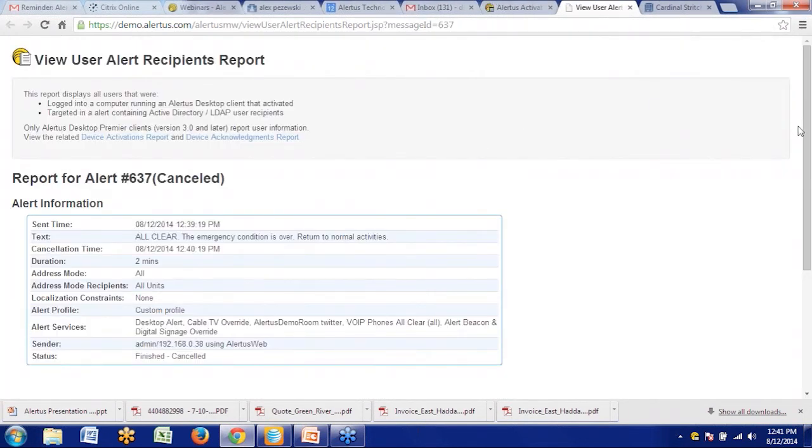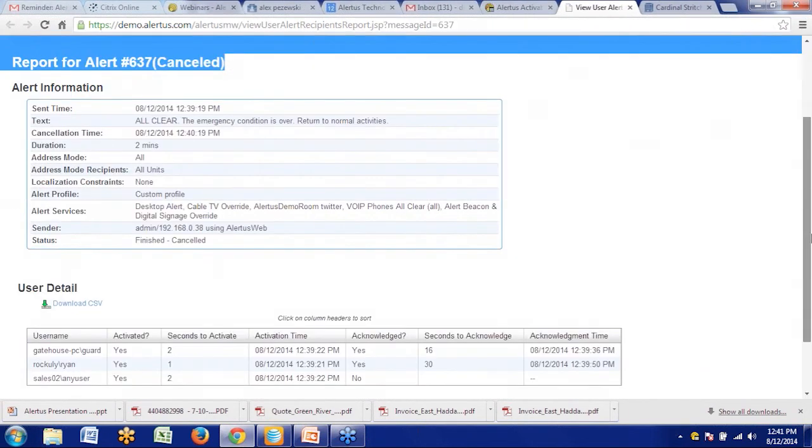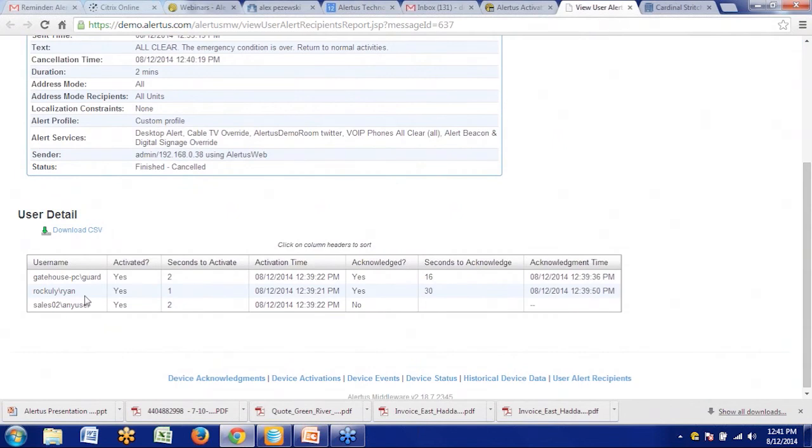And then lastly, this one's fairly new, and that's our recipient report. We can actually go through and see who was logged into the different devices that received that. So if you get an individual that says, hey, I didn't get the message, we've got an audit log to show that.